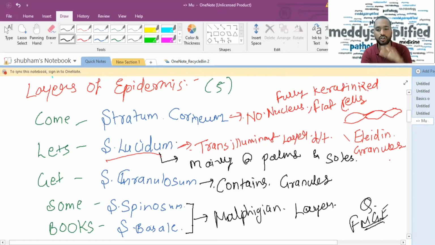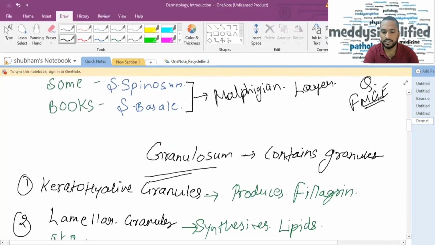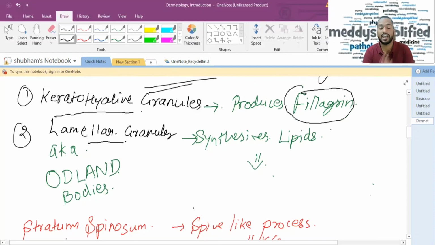So the corneum has no nucleus and fully keratinized flat cells. Then the lucidum is a transilluminant layer due to eleidin granules, and it is present mainly at palms and soles. The third layer was stratum granulosum. It contains granules, and then let's talk about those granules. These are the two main granules in the stratum granulosum. One is keratohyalin granule, and another one is lamellar granule. The keratohyalin granule produces a protein called filaggrin. It is filament aggregating protein.